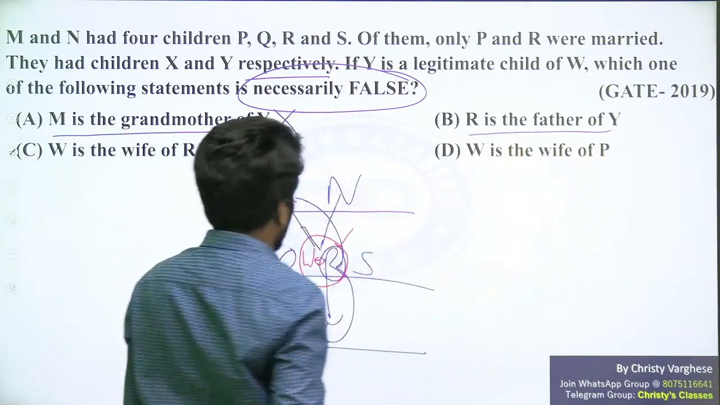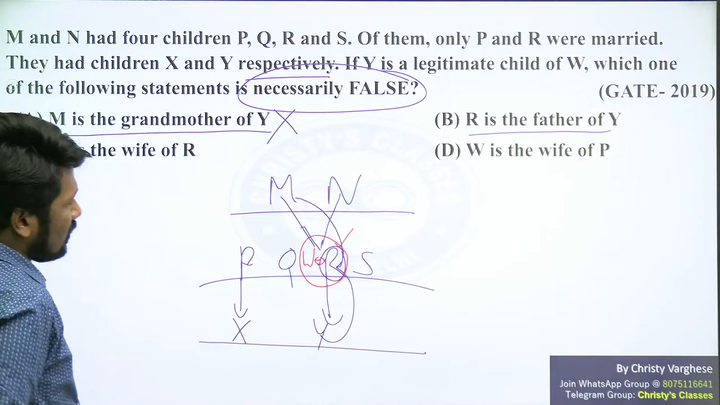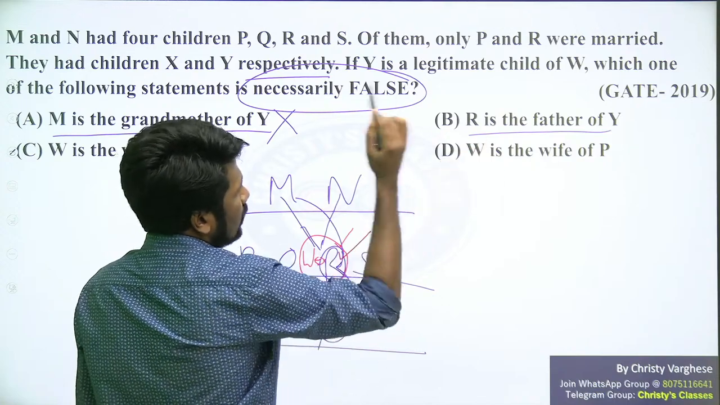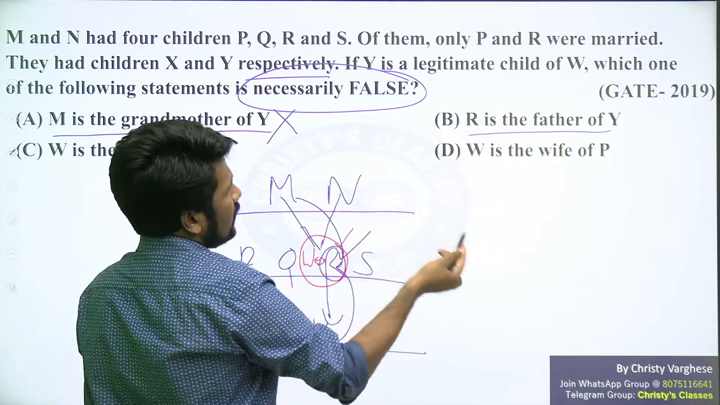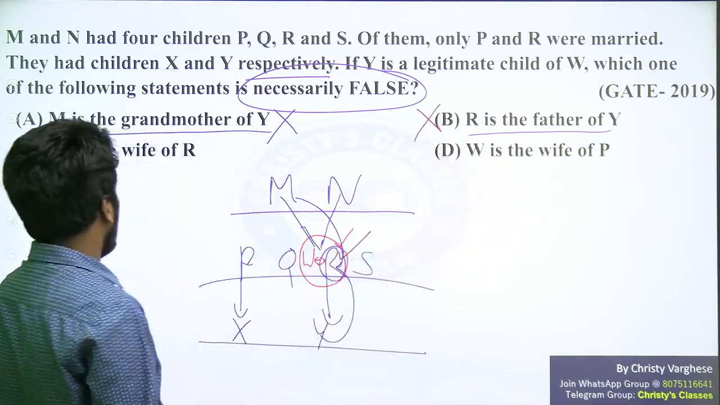R is the father of Y. We cannot be sure R is the father or R is the mother, but definitely R is either the mother or father. So father of Y is sometimes true and sometimes false. We need always false, so option B is wrong.